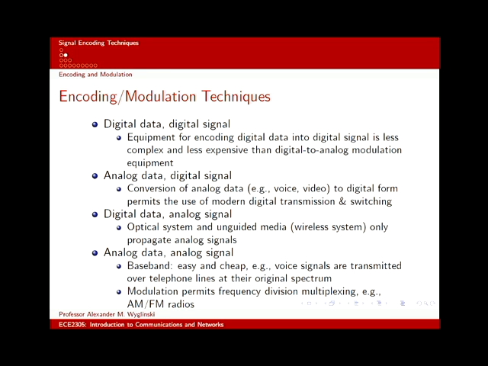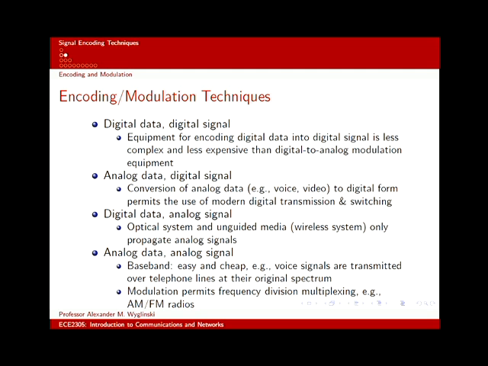Okay. So here are the types of formats where we can do modulation and encoding. We can have digital data and digital signals, and that's what we're going to look at in this lecture. What this involves is the encoding of digital data into a digital signal. It tends to be less complex and expensive than using a digital to analog and analog to digital converter.